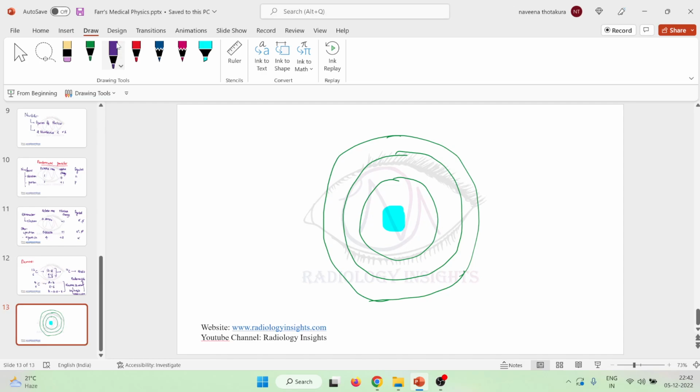We have different shells. So this is actually the nucleus, surrounded by shells like K, L, M and so on. From the center outwards, we have K, L, M, N and so on. The K shell contains 2 electrons, the L shell contains 8 electrons.